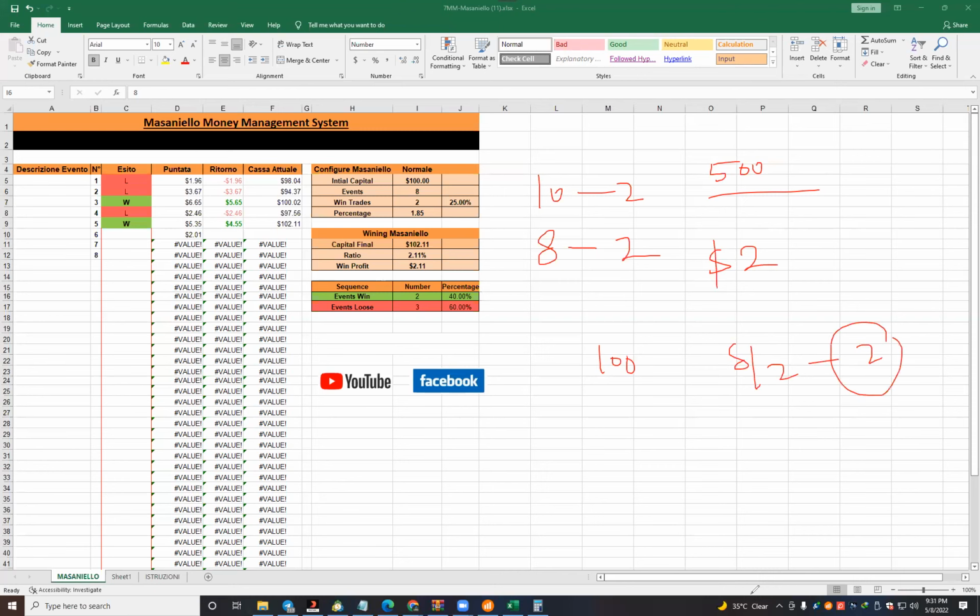Which is best? 100 isn't bad either. 100 is best, right? Yes. But how many opportunities do you have? 8. 2 trades win out of 8.